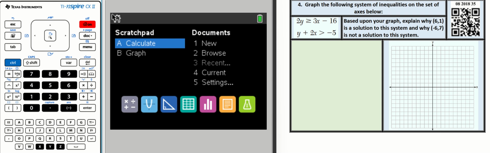All right, problem number 4. Graph the following system of inequalities on the set of axes below. All right, so we're going to use the calculator to assist us.